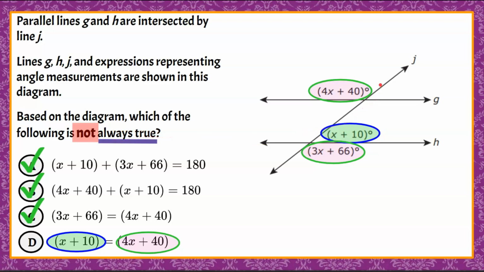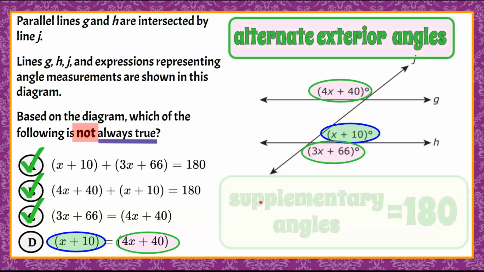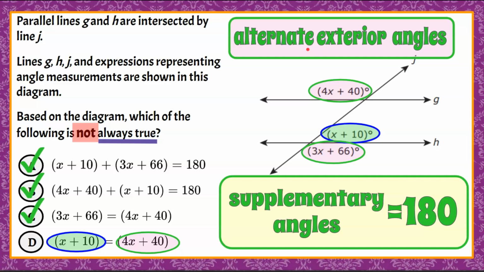I will tell you that if this line was perpendicular, then all the angles formed by the parallel lines and the transversal would all be 90 degrees. So this could be true if the transversal was perpendicular to the parallel lines, but it will not be true any other time. So it's not always true, and our correct answer choice here is answer D, because it's alternate interior angles and supplementary angles. We can say that D is not always true, and our correct answer for this problem is D.